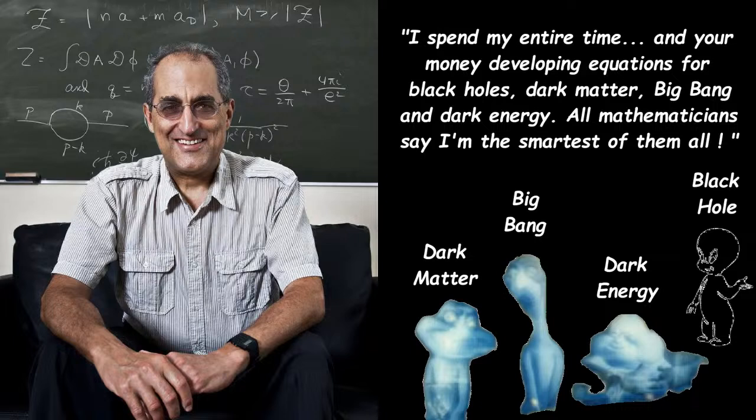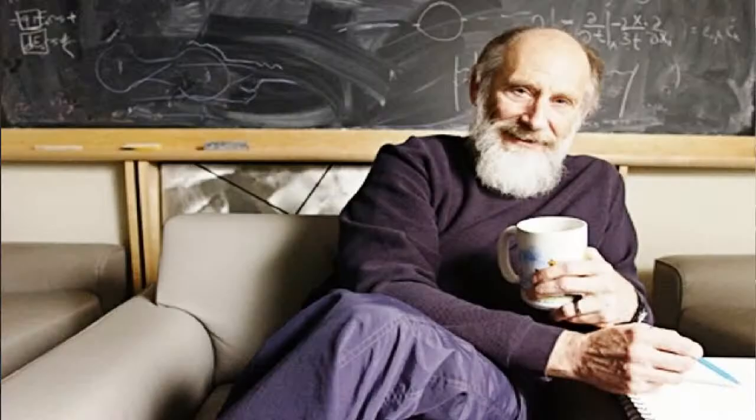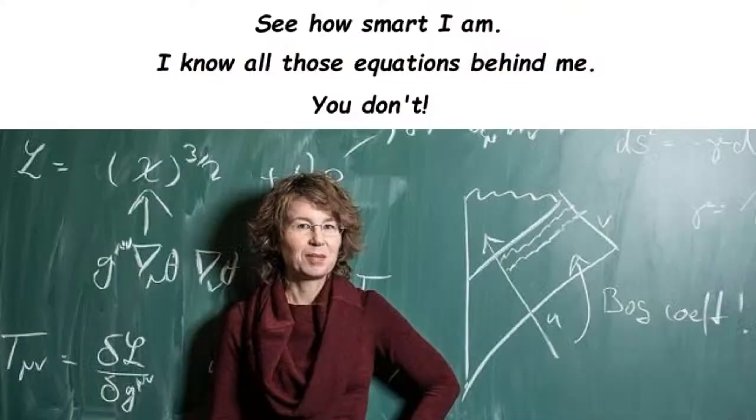And what they're doing is doing equations for dark matter, Big Bang, dark energy, all these spirits and ghosts that they study every day. Here you have another fellow. He's also a string theorist. His name is Leo Susskind. And you can see he also has equations in the background, and they all put equations out there to show you how intelligent they are. Here you have another one. Her name is Sabine Hossenfelder, and she has a picture taken in front of equations.